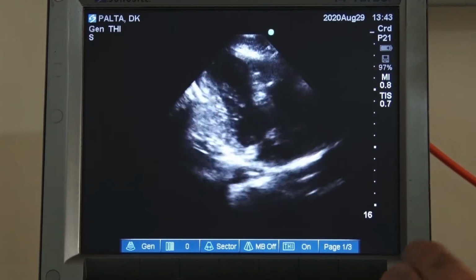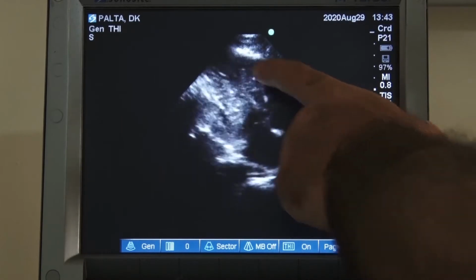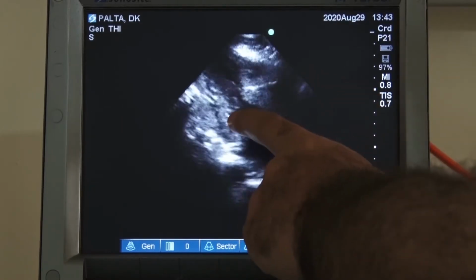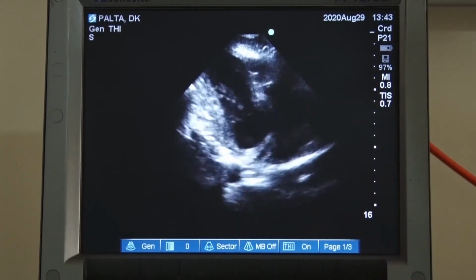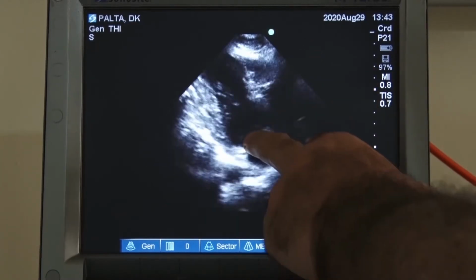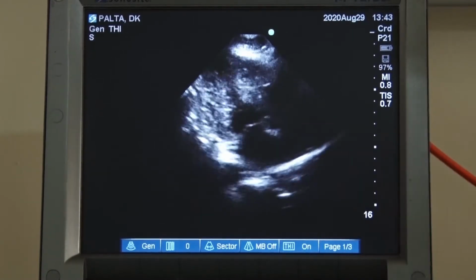Now this is the apical view. I can see the four chambers. This is the right ventricle, this is the interventricular septum, this is the left ventricle. There is very good motion of the left ventricle. Mitral valves are opening nicely. This is the left and the right atrium.